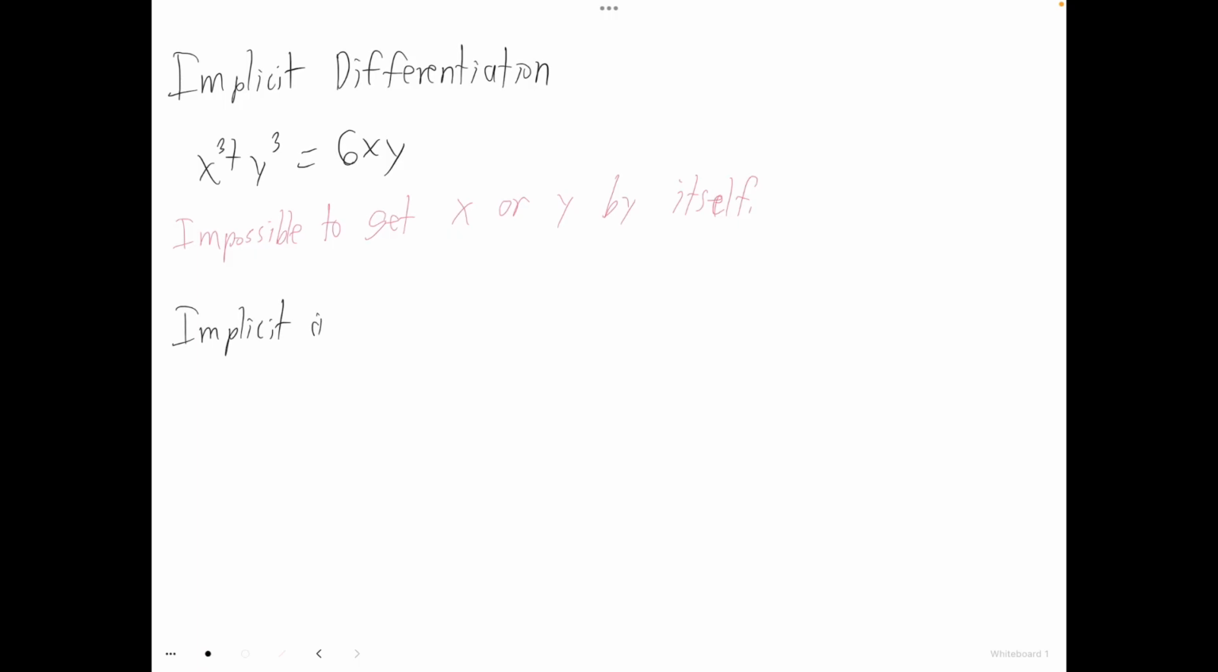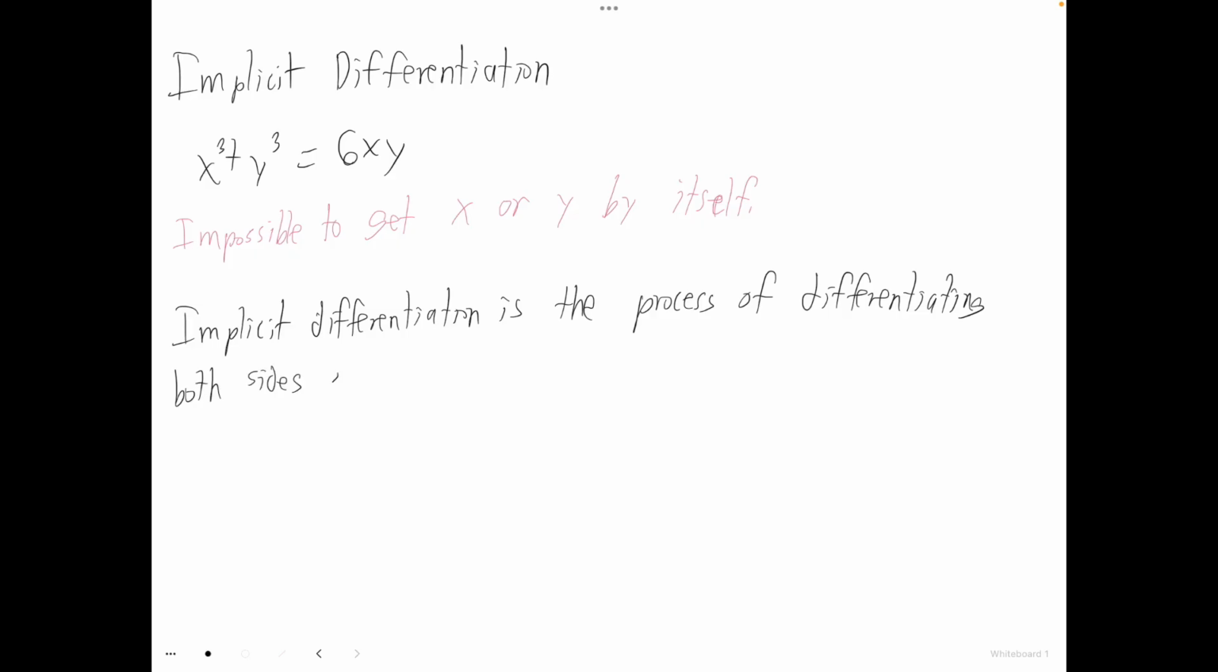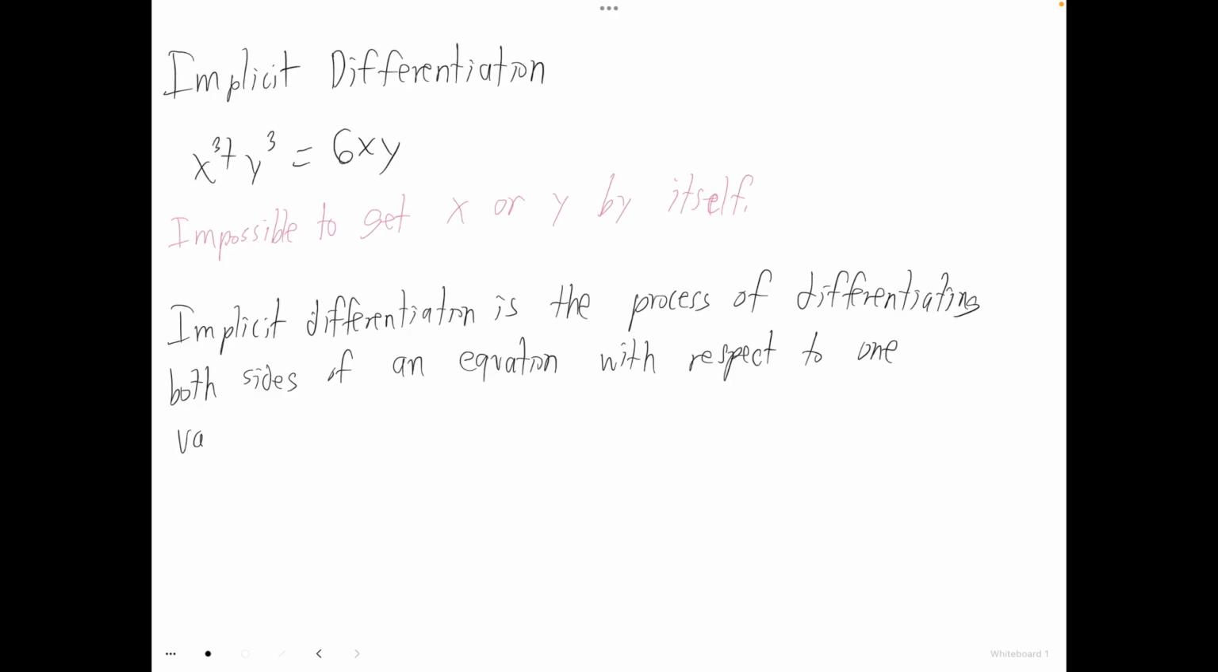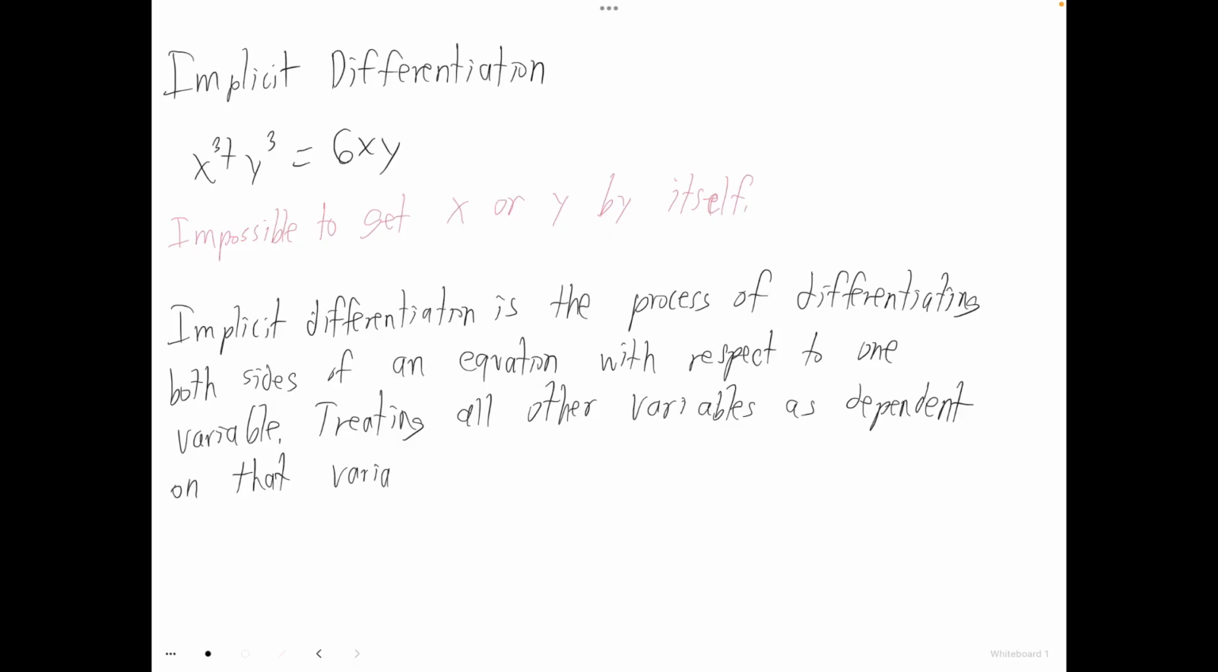So implicit differentiation is the process of differentiating both sides of an equation with respect to one variable, treating all other variables as dependent on that variable. So this is what implicit differentiation means.